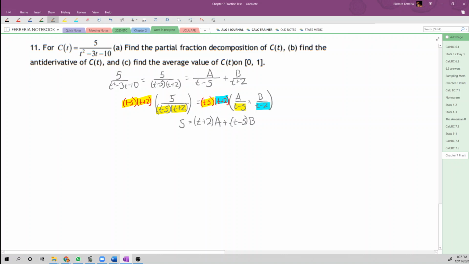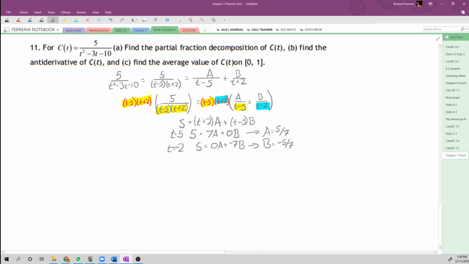Okay, next step is to choose values for t that will make this solving easier. And as we saw, the first value we're going to pick is 5, because that makes this second term a 0. So if we set t equals 5, 5 is going to be equal to 7a plus 0b, which tells me that a equals 5 over 7. And if t equals negative 2, I get 5 equals, negative 2 plus 2 is 0, so 0a, plus negative 7b. And that tells me b is equal to negative 5 over 7.